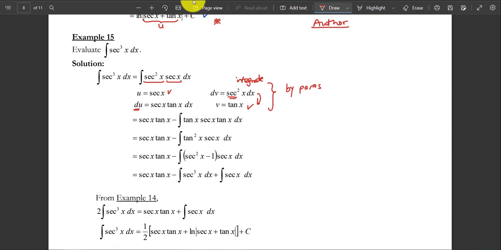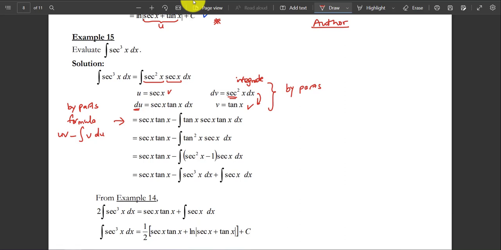Okay, so now we have u, du, and dv, v. Now here we use the by parts formula: uv minus integration of v du. Here, v is tangent x, du is secant x tangent x. So we have here integration of tangent square x secant x.